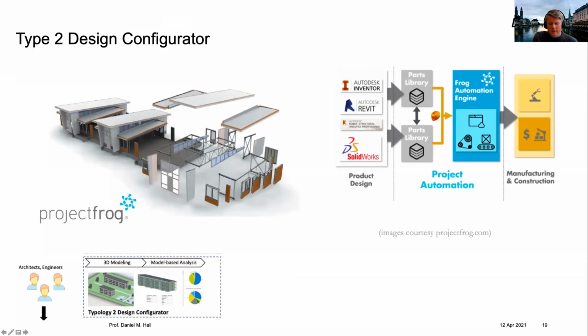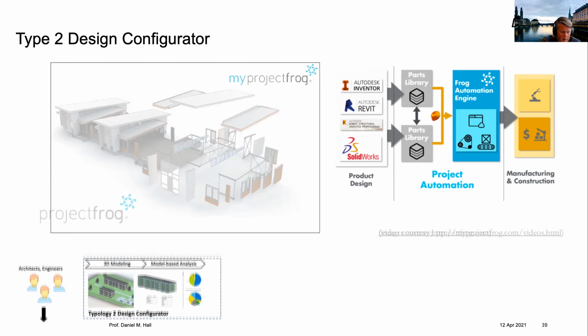And I showed this example earlier, I believe, in the class, but it's probably one of the older configurators I've seen. I first saw it in 2015 or 2016 from a startup called Project Frog. And they created their Frog kit. I think we've talked about this before with their kit of parts. And they had their product design done with software, either SolidWorks or Inventor or Revit. And then they had their project automation here. So from parts libraries, they had an automation engine. And from that, they were able to generate manufacturing and construction documentation.